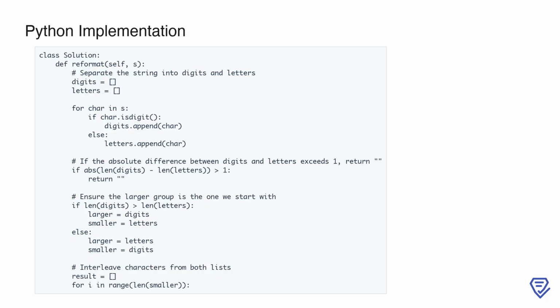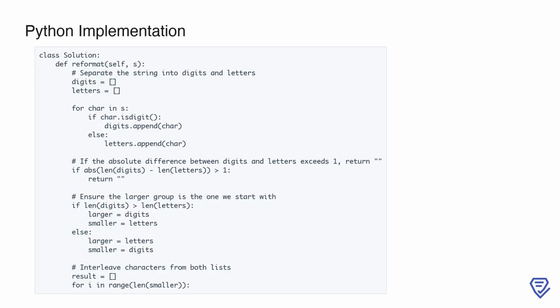Here, we start by defining the reformat method within the solution class. The goal of this method is to rearrange the given string so that letters and digits alternate as much as possible. To achieve this, we first separate the input string s into two distinct lists, one for digits and one for letters. We iterate through each character in the string, checking if it's a digit using the isDigit method. If it is, we append it to the digits list, otherwise, it goes into the letters list.